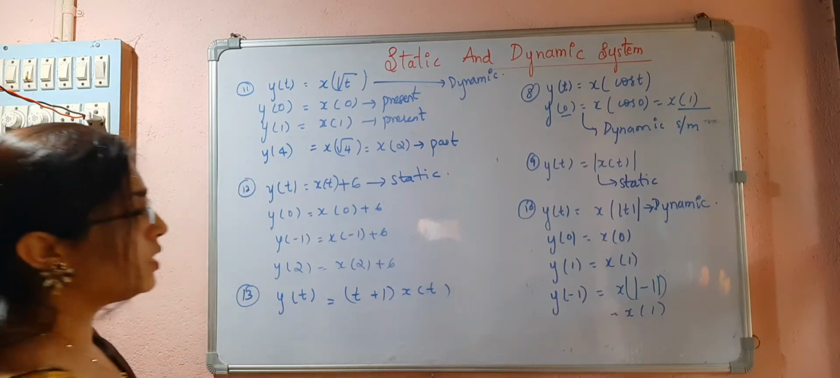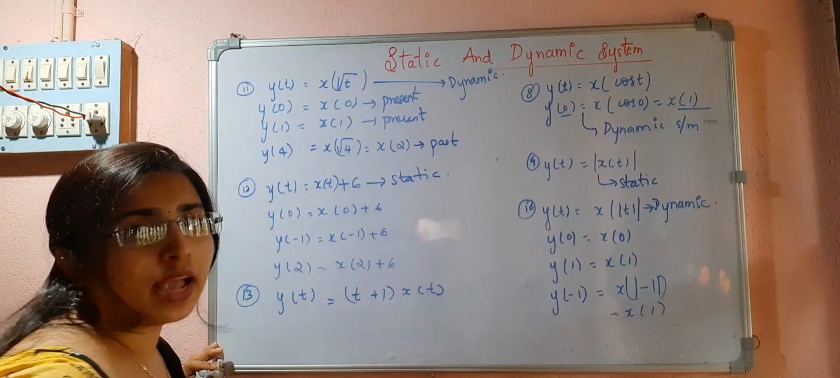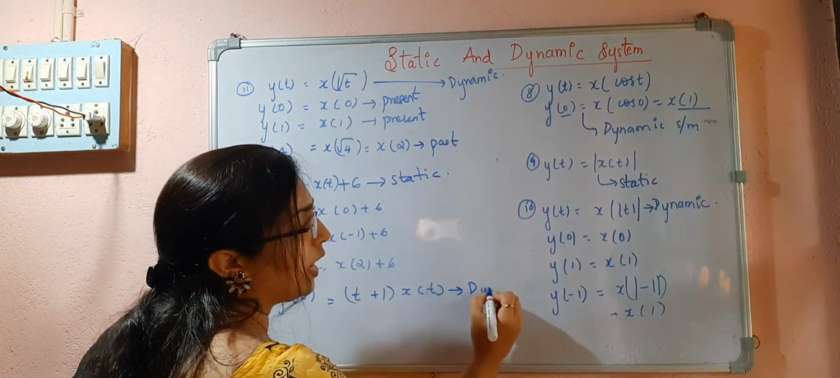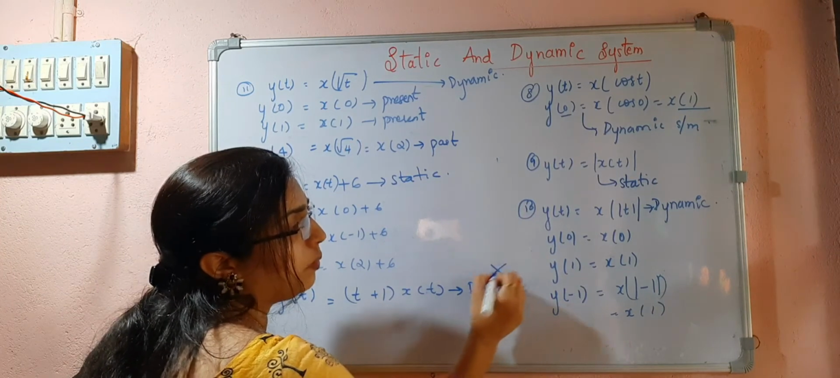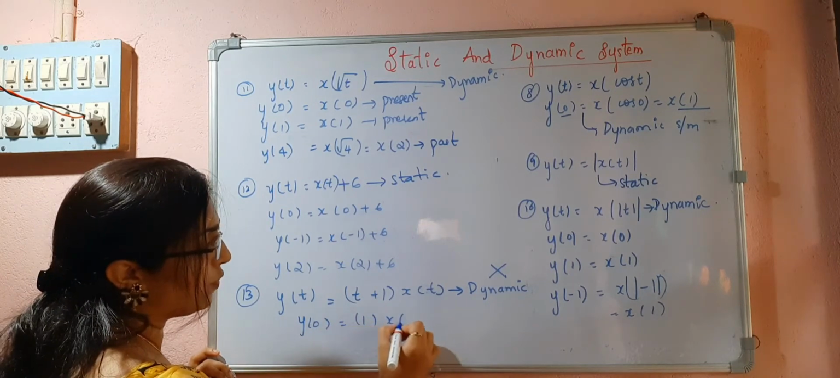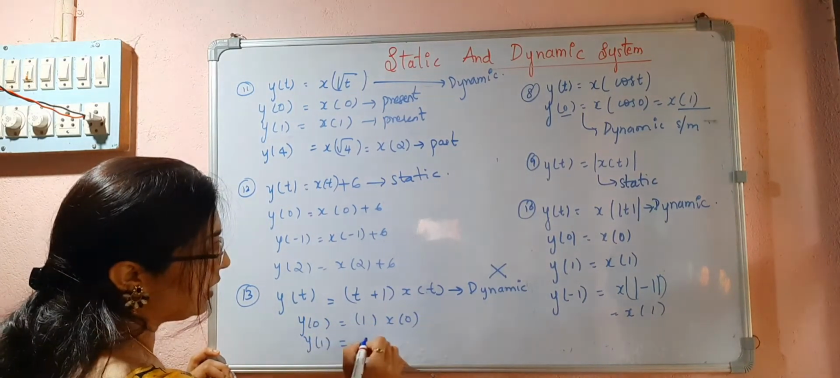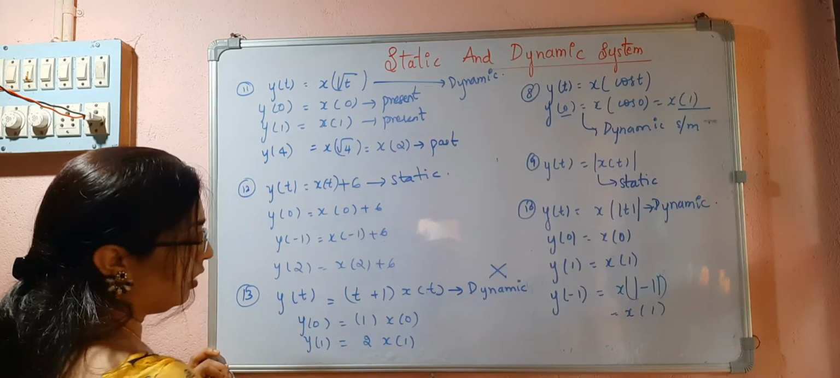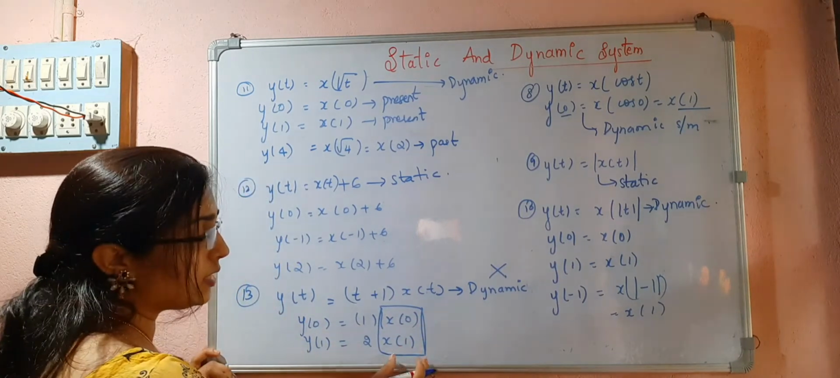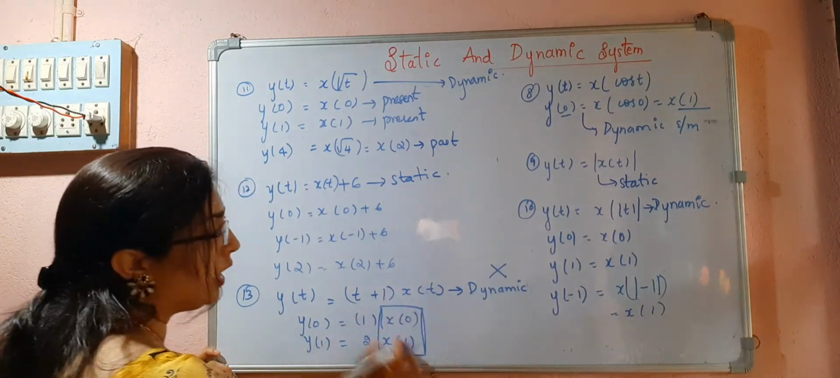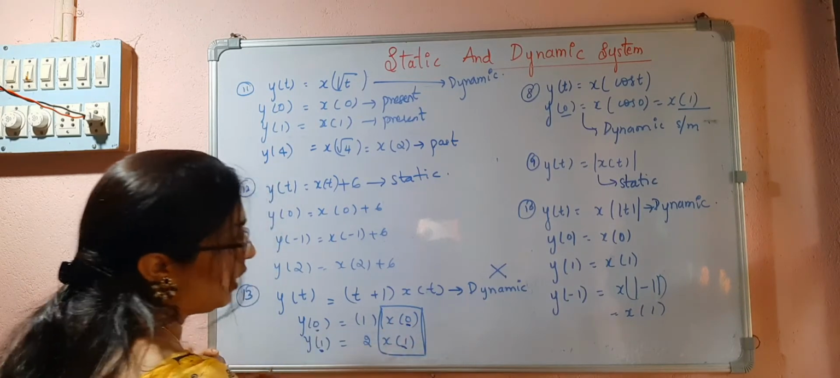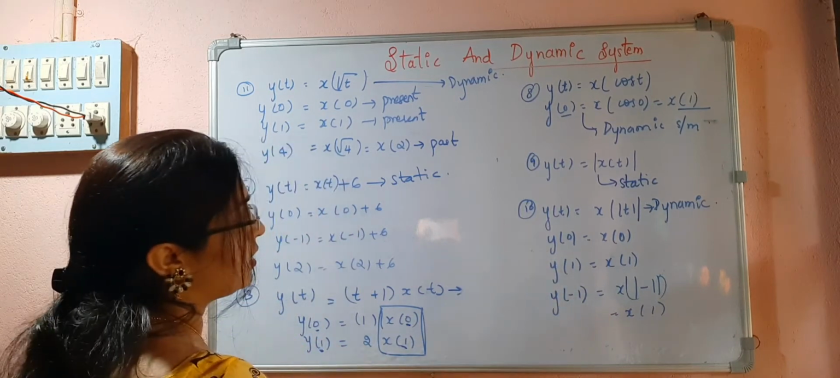Third one, y of t is equal to t plus 1 times x of t. Sometimes the mistake happens where we see this t plus 1 and write this as a dynamic system. In that case, that will be the wrong answer because y of 0 is equal to 1 into x of 0, and y of 1 is equal to 2 into x of 1. You can see this input part is the signal part. I have always said that we have to see the signal part, not the coefficient part. So this is depending upon the present values of the input. So this becomes a static system.